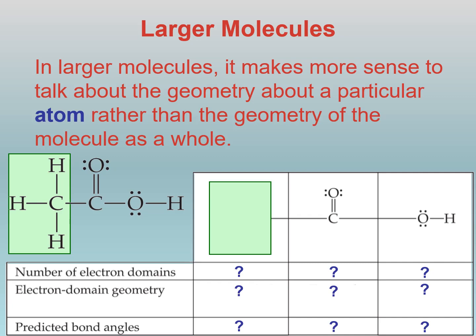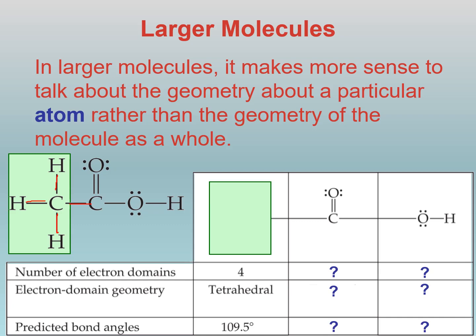What's the number of electron domains? This will be a good example of the difference between electron domains and geometry. Hopefully you guessed 4: 1, 2, 3, 4. That's your number of electron domains. So that's also going to give you the electron domain geometry, which is tetrahedral because we've got 4, and our predicted angle would be 109.5, because that'll be a tetrahedral shape.